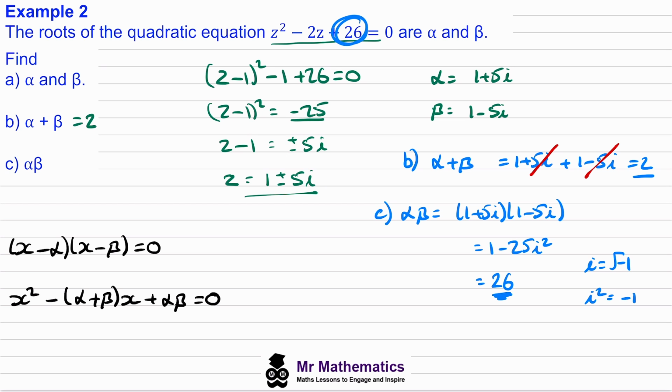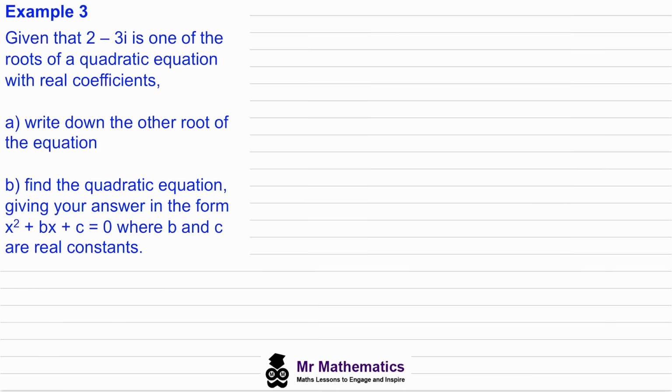Okay? And in example 3, we're going to look at forming the quadratic when we know one of its complex roots. So for example 3, we're given that 2 minus 3i is one of the roots of a quadratic equation with real coefficients. For part A, we've been asked to write down the other root of the equation, and then for part B, we've been asked to find the quadratic in this form where b and c are real constants. So do you want to try this question yourself? You can pause the video, and when you come back, we'll go through the worked solution.